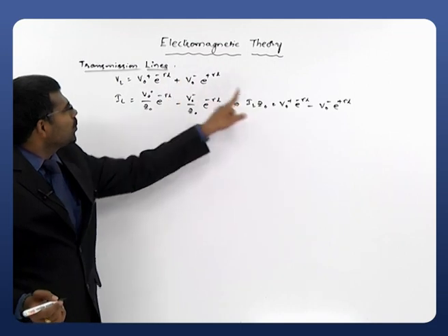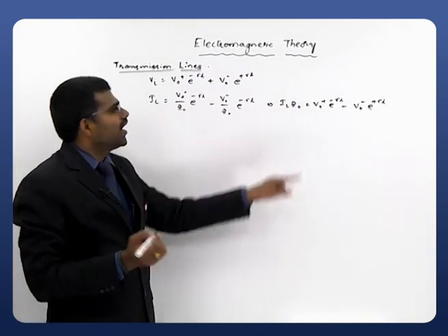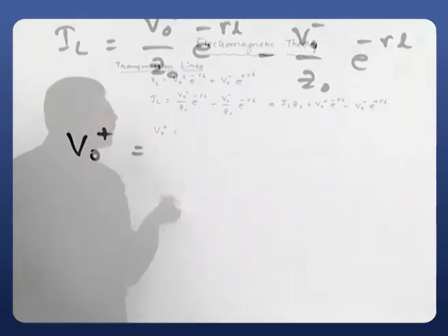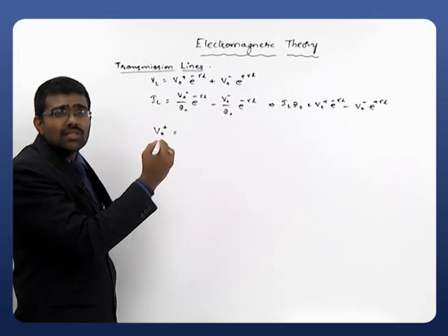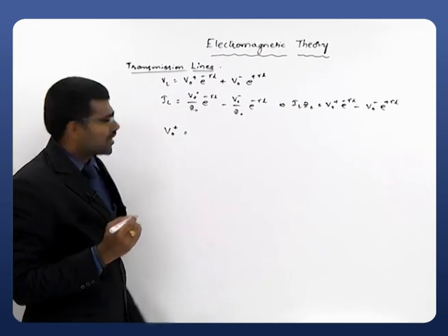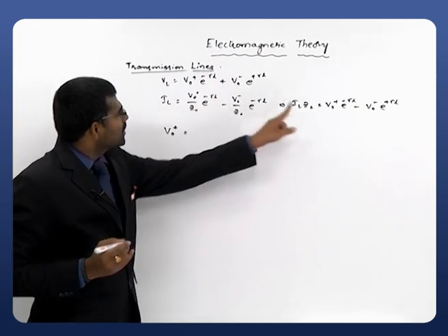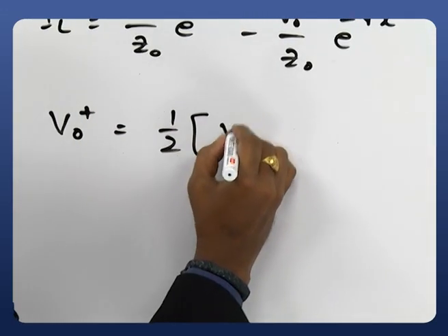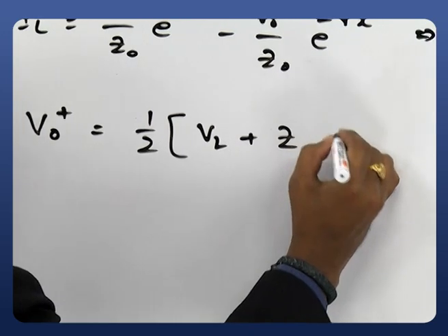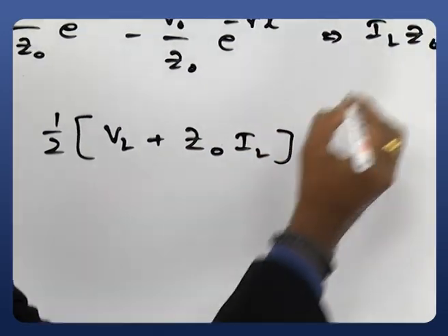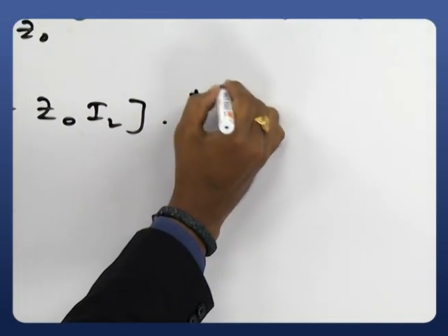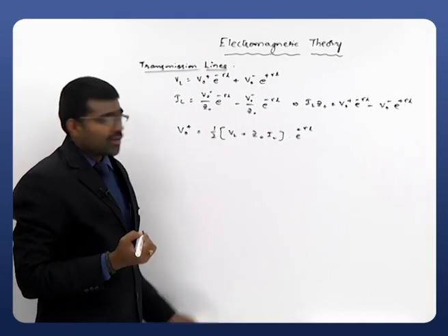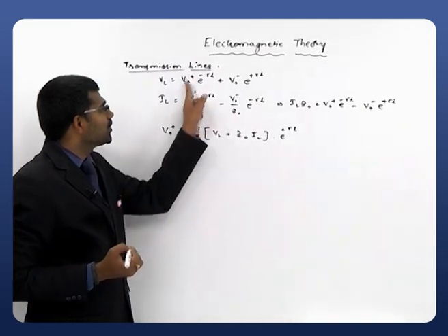So what you do is just add them. If you add them and simplify, you will get an exclusive equation for V naught plus, the magnitude of the voltage which is traveling in positive Z direction. V naught plus is equal to, adding these two, 1 by 2 of VL plus Z naught IL, here e power minus gamma L becomes e power plus gamma L. Clearly, the magnitude of the voltage traveling in positive z direction will be like this.